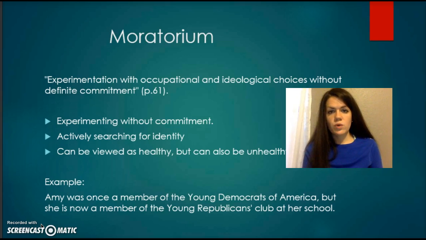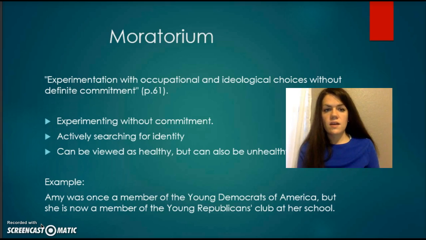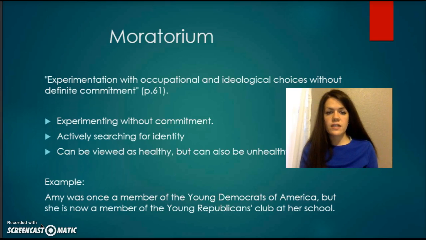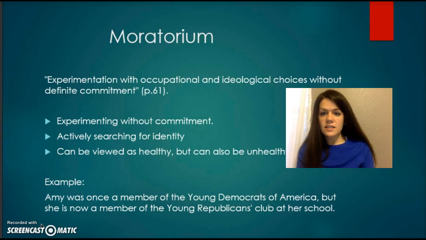The next status is moratorium. Our text defines this as experimentation with occupational and ideological choices without definite commitment. These individuals experiment without commitment. They're actively searching for identity, and this can be viewed as really healthy, especially in adolescence, because they're actively searching. There's the big difference with this and identity diffusion. They don't have an identity either, but they are actively searching. They're really wanting to find their own self.